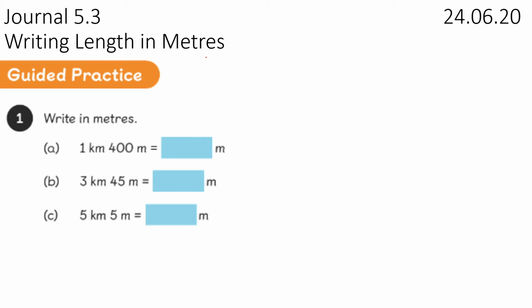So today our journal is writing length in metres. So question number 1 is going to be quite straightforward. Question number 2, we're going to be using a map to help us answer. So write in metres, 1 km.